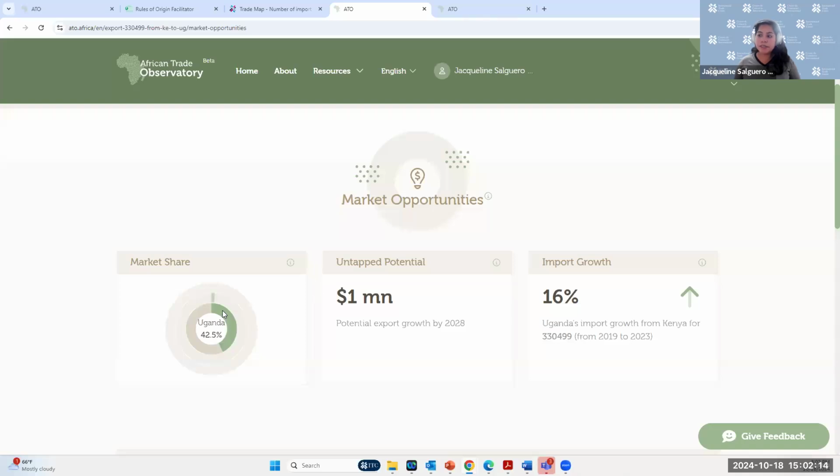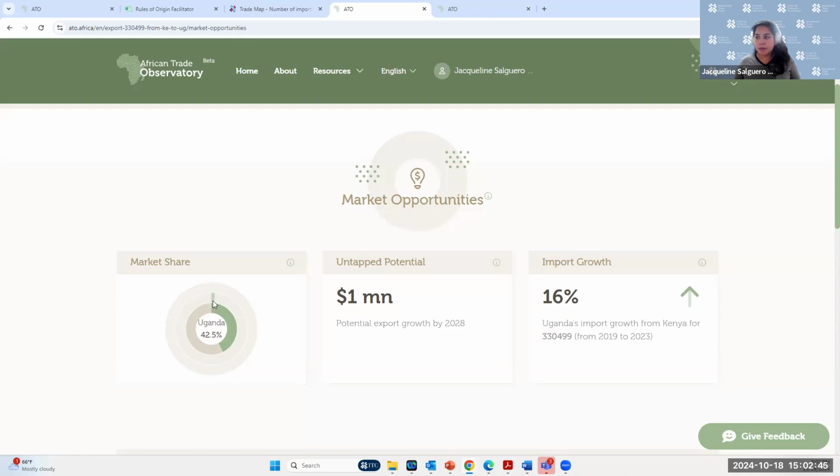And then first, it gives me the market share. It's telling me how well Kenyan products are accepted in Ugandan markets. Here it says it's about 42%. So this means that, let's say, Uganda has imported 100 body lotions, and from these 100, 42 or 43 will come from Kenya. That's what it tells us.